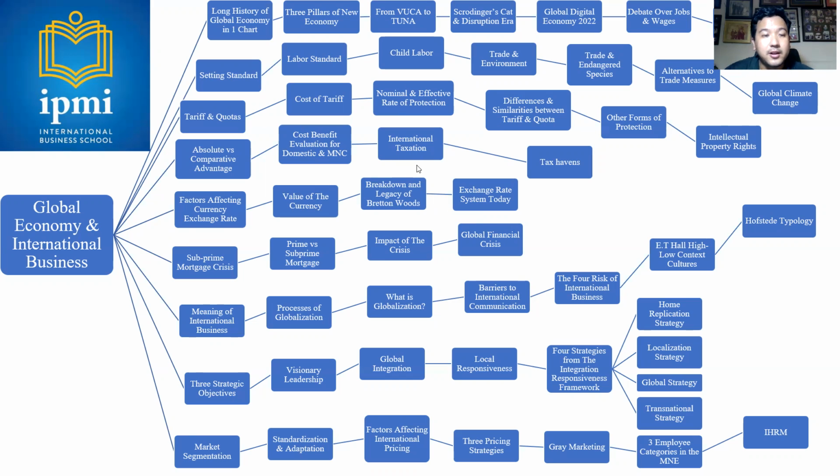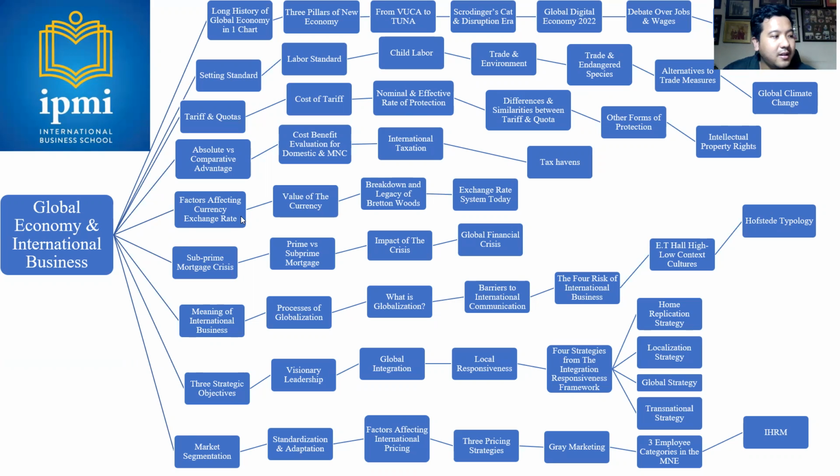And let's move on to international taxation. There are direct tax, indirect tax, and sales tax. And the last of this part is tax havens. As you might know, they are countries that are hospitable for business due to low corporate income tax.